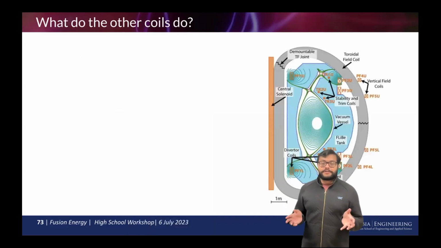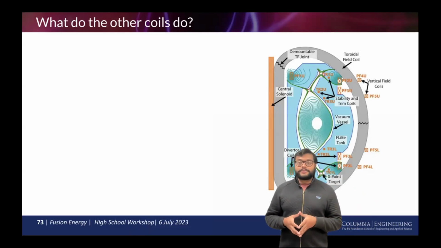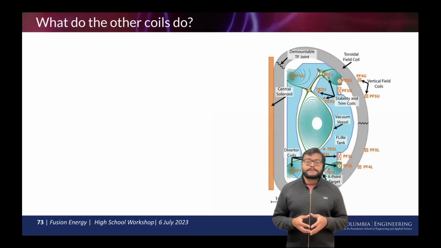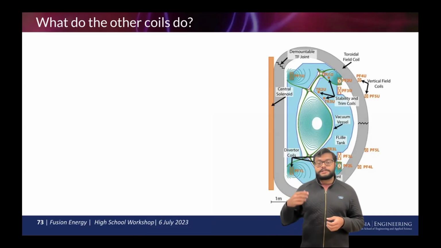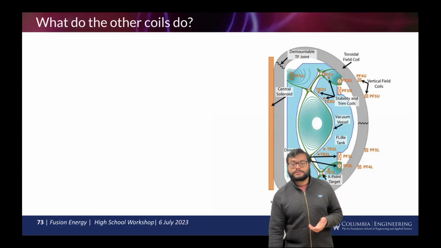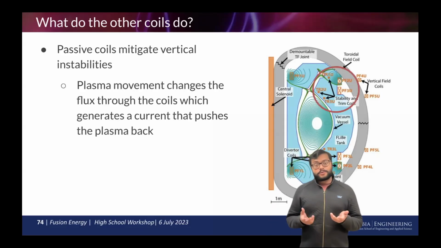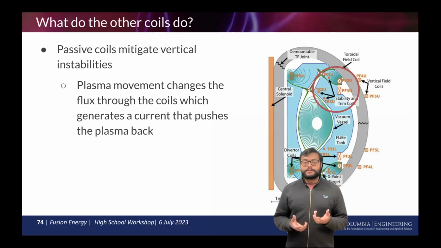So there's various other coils in a tokamak. There'll be passive coils and active coils. So the passive coils essentially don't have a current driven in them, and the active coils do, like the solenoid or the toroidal field coils. So the passive coils can be used to mitigate vertical instabilities.